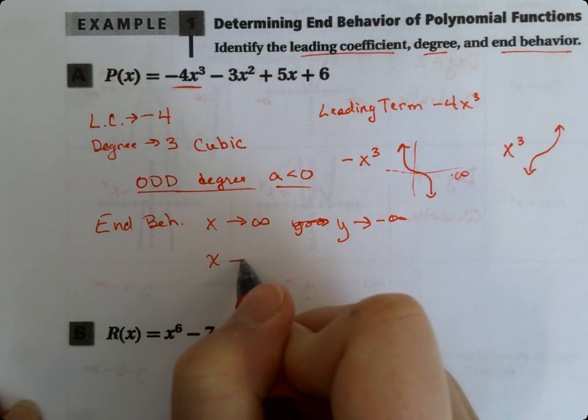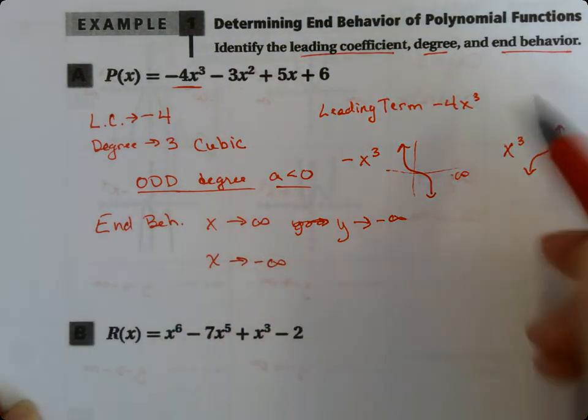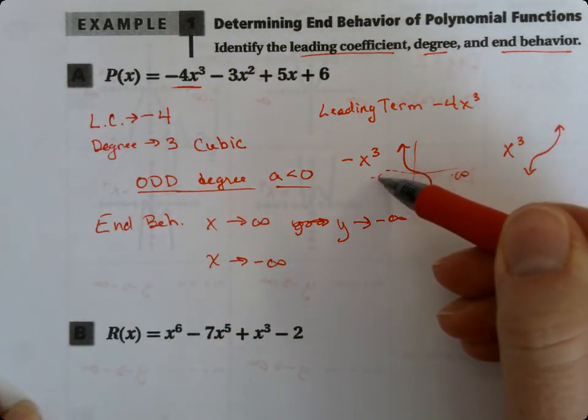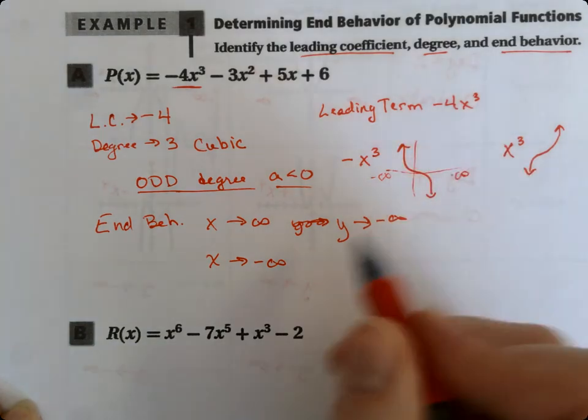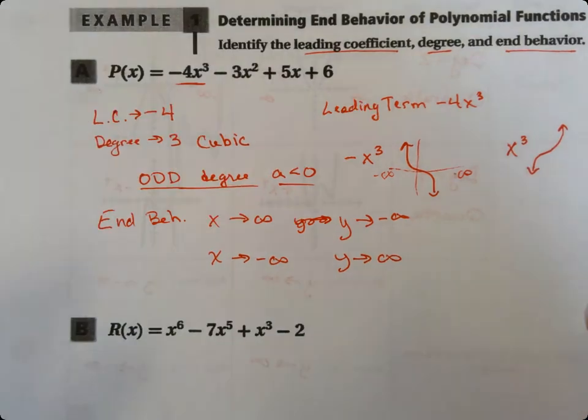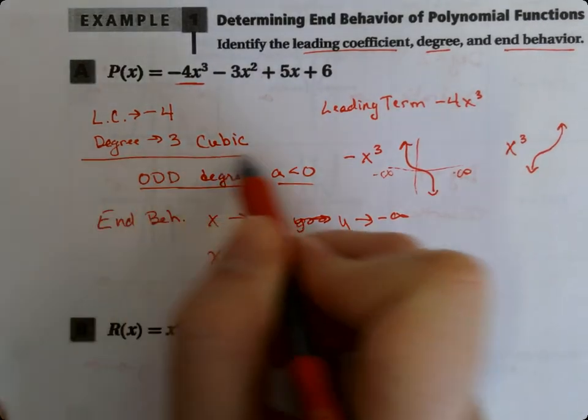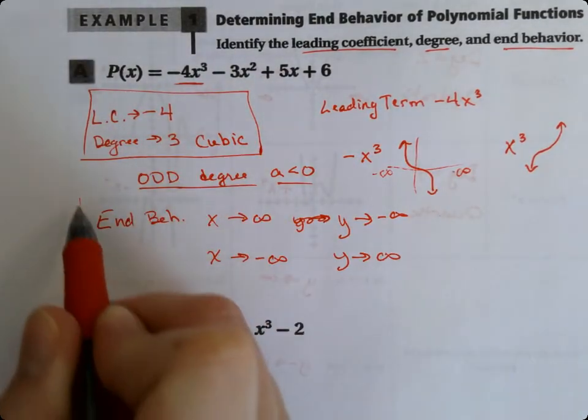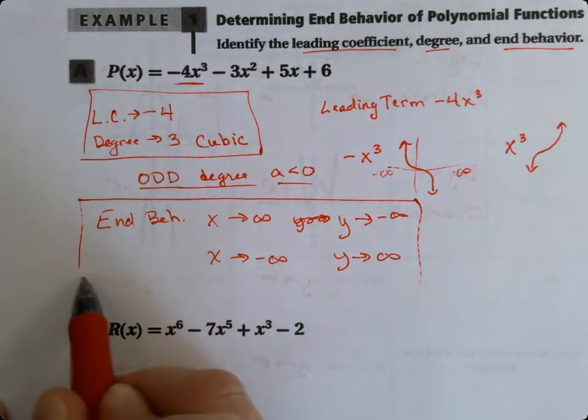Okay, as x goes towards negative infinity, so as we go to the left towards negative infinity, the y is going up, so we'd say y is approaching positive infinity. So reaching or approaching, that's what that little arrow means. Okay, so we have answered our questions with a little bit of extra, but we have answered them.